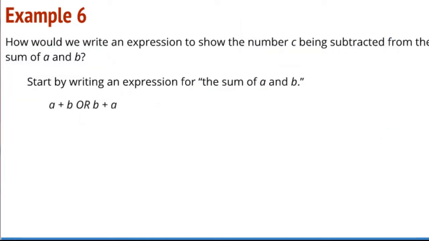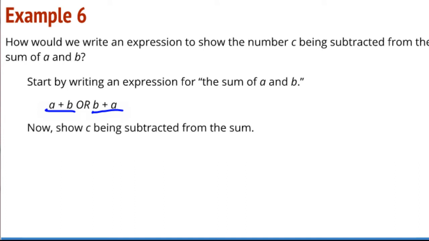And there are, of course, different ways we could write that. Both of them, we've drawn models to prove that it doesn't matter the order. And then we need to show C being subtracted from the sum. Once again, cannot emphasize enough the importance of reading the situation and asking yourself, what order do these events happen in? And then we have to write an expression that matches that order.